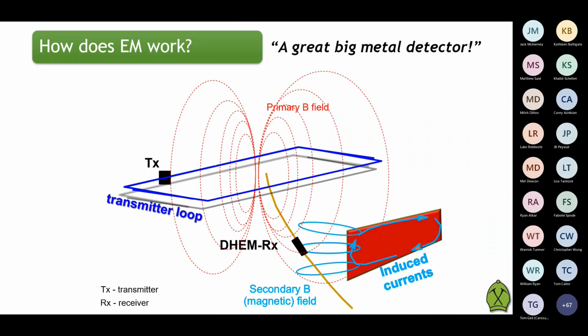Okay, all right, so how do EM work? Well, you can think of EM as a great big metal detector. That's essentially, it uses the exact same physical properties. Now, this can be distilled into two elements. You've got a transmitter generating the electromagnetic pulses. In this case, it's a transmitter loop laid out on the surface, this big rectangle.